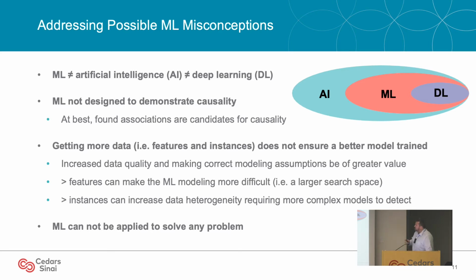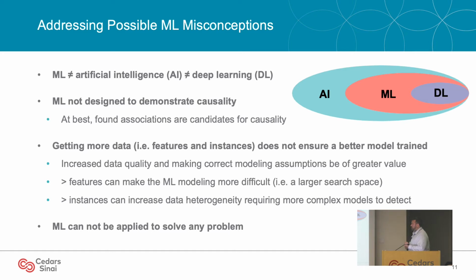Machine learning is almost never designed to demonstrate causality. At best, the associations you find using machine learning are good candidates for causality that you then want to go test using either traditional statistics or wet lab experiments or something like that.